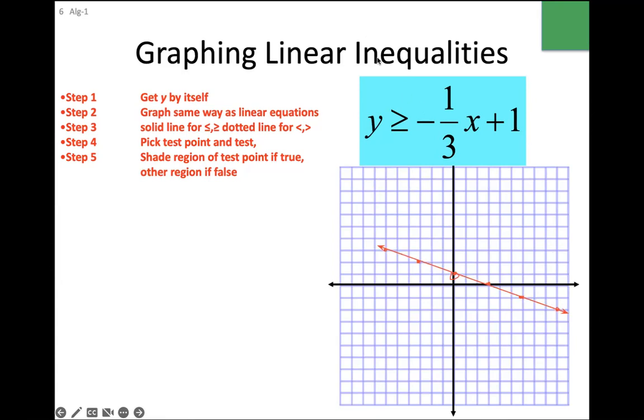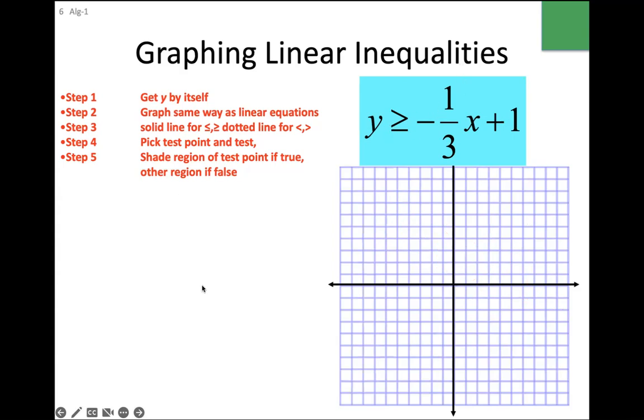Can we pick 0, 0? We sure can. The only time you can't pick 0, 0 is if the line goes through 0, 0. So if I pick 0, 0, throw in 0 for x and y. We would get 0 is greater than or equal to negative 1/3 times 0 plus 1, which is 1. Is 0 bigger or equal to 1? No way, no how. So 0 is on the false side. We want to shade the true side. So this is the true side right here. And that's all you've got to do.